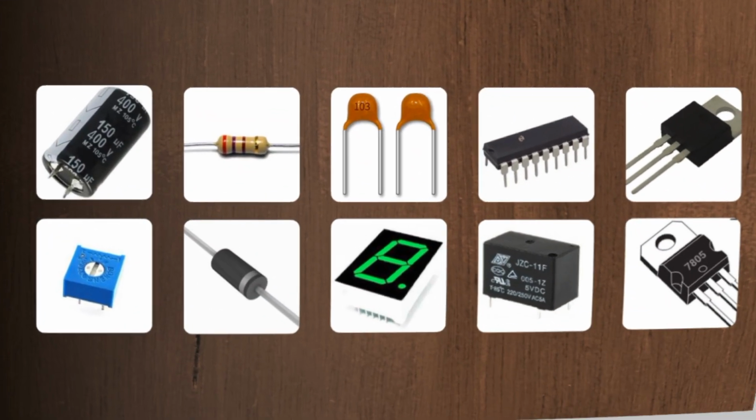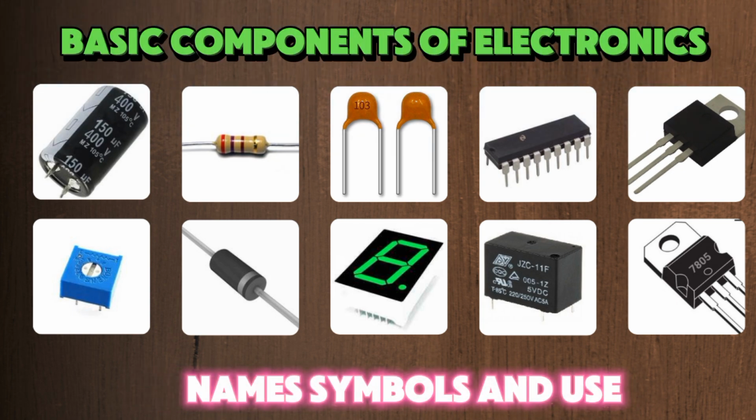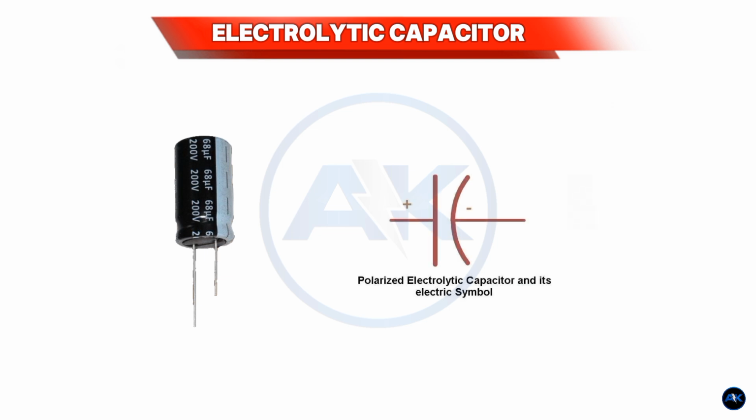Friends, today through this video we are going to learn about 10 basic components of electronics. Let's see the first component. We call this capacitor. There are various types of capacitor and the picture you can see here. This one is an electrolytic capacitor. Now, the symbol of capacitor is like this.